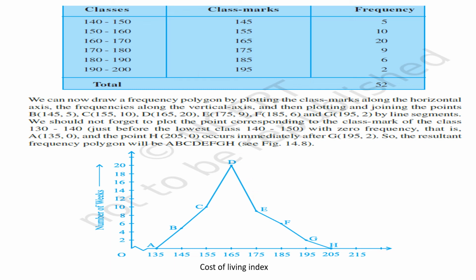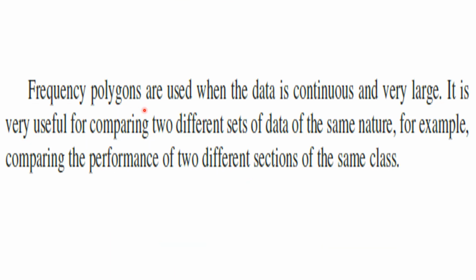Frequency polygons are used when the data is continuous and very large. It is very useful for comparing two different sets of data of the same nature. So in this case, we use frequency polygons to compare two different sets of data of the same nature. For example, comparing the performance of two different sections of the same class. Understood where we are using the frequency polygons?